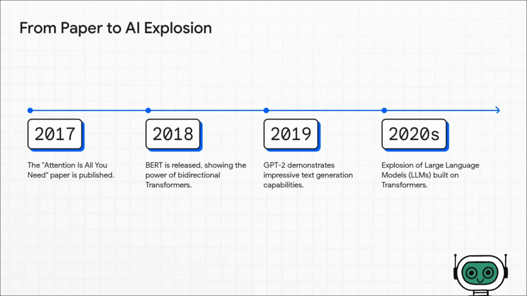And this wasn't some slow burn academic idea. The impact was immediate. Just a year after the paper, we got BERT from Google. Soon after, GPT-2 from OpenAI. I mean, within just a few years, the transformer went from a concept in a paper to being the literal foundation for pretty much every single large language model out there today.